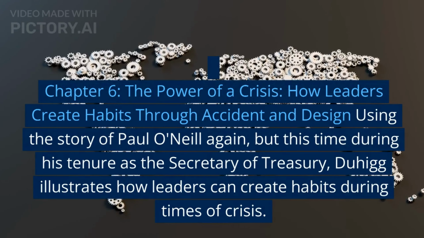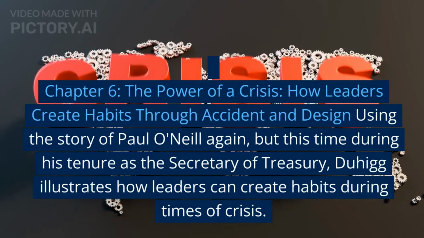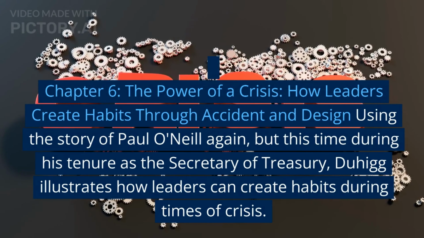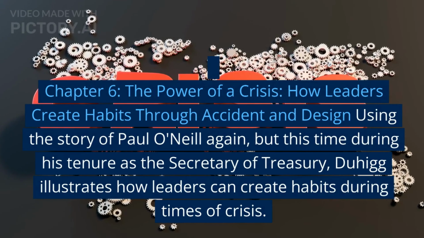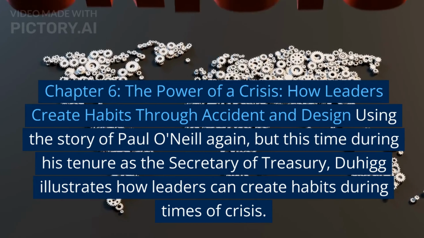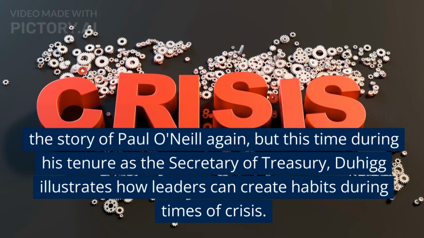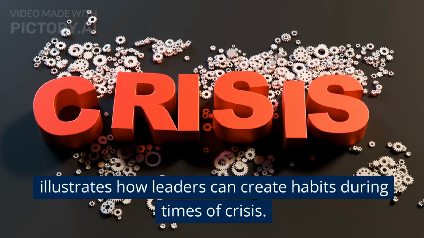Chapter 6. The Power of a Crisis. How leaders create habits through accident and design. Using the story of Paul O'Neill again, but this time during his tenure as the Secretary of Treasury, Duhigg illustrates how leaders can create habits during times of crisis.